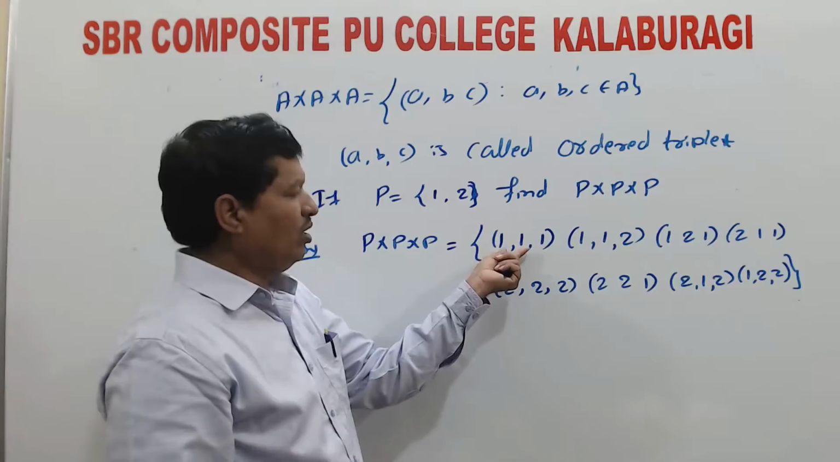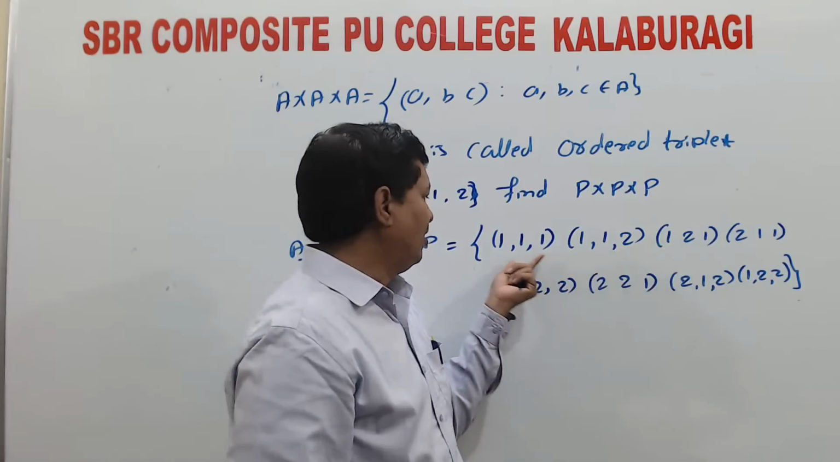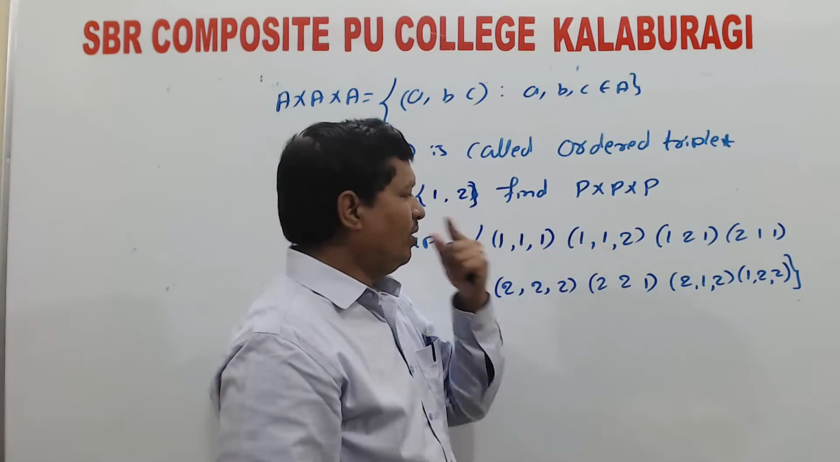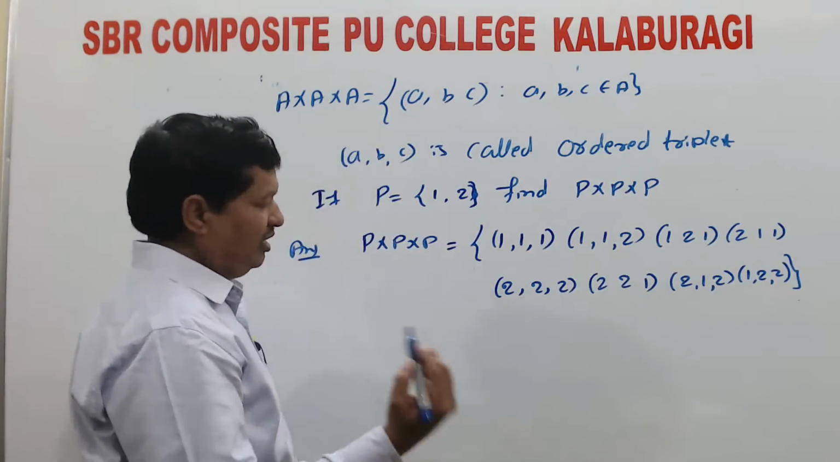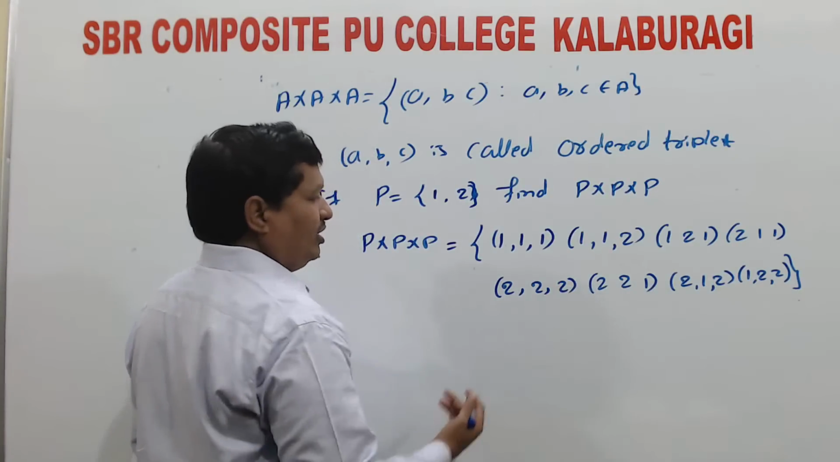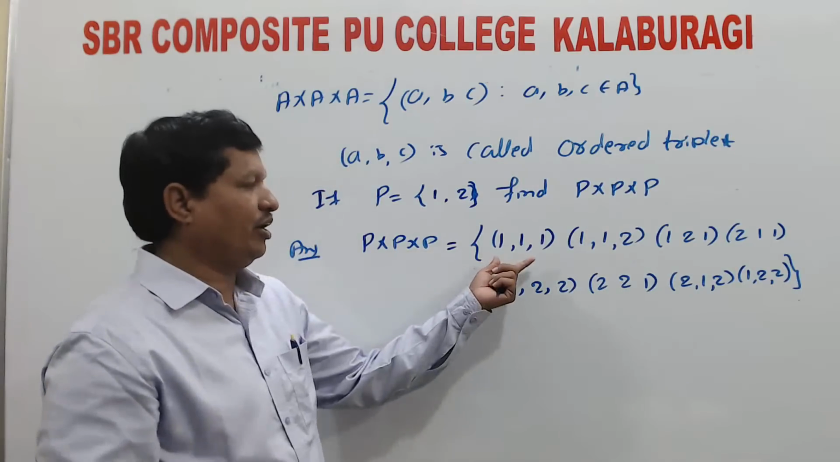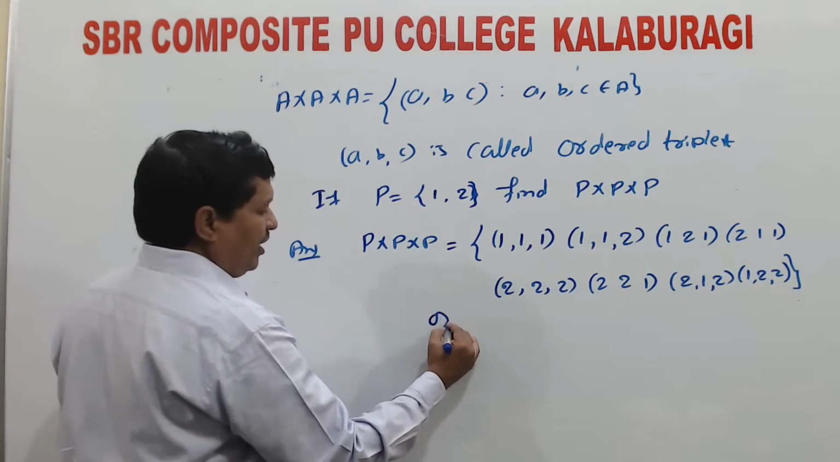Here 1 1 1, 1 1 2, 1 2 1. See here, all are 1 here. It is not easy to write that. Otherwise, first, so one more method: how to remember this one? To write like this is not easy, because you have to write all the pair combinations of elements. Otherwise, you can write directly.